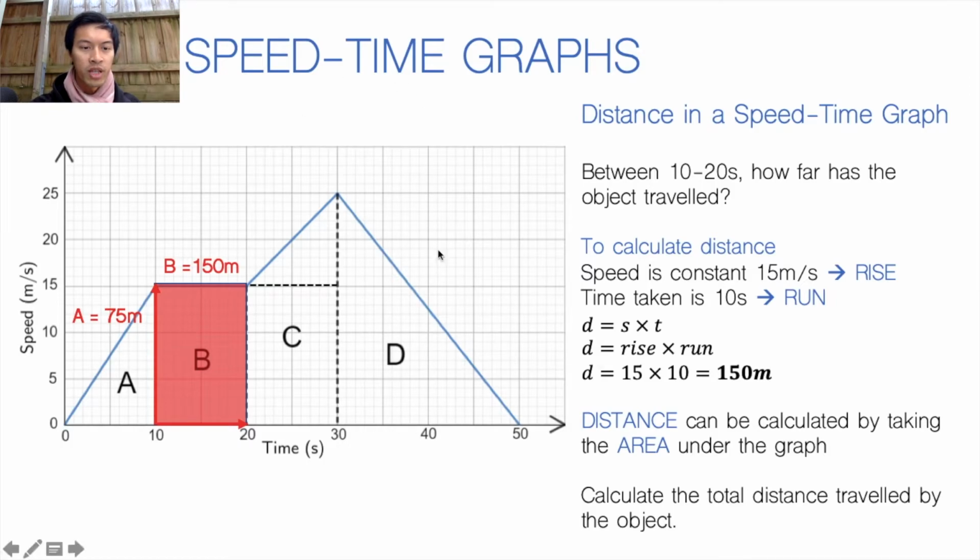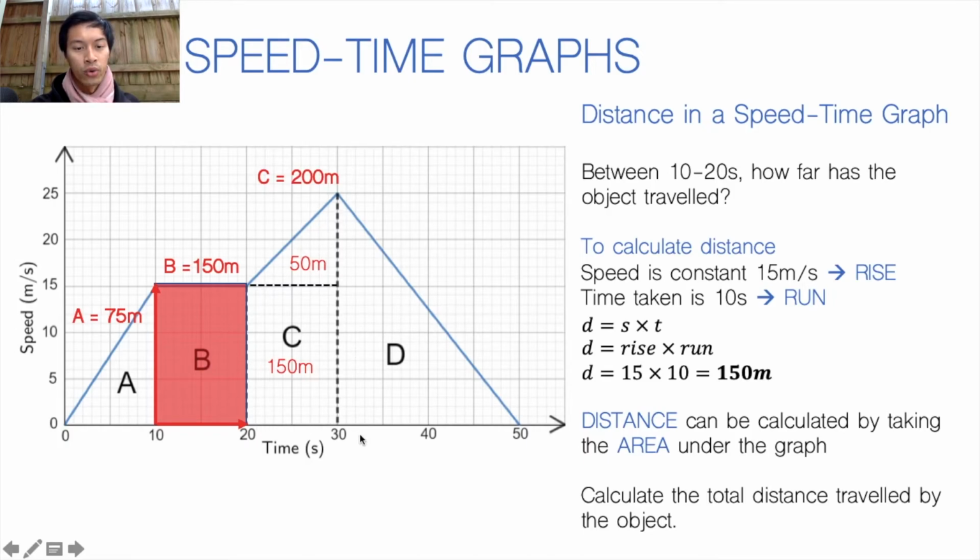So C is pretty much the same as B, so I can infer that is 150 meters there, and I then calculate this little triangle here, which happens to be from 15 to 25 is 10, across 10 seconds is another 10, so that's 100, divided by 2, which is 50. Okay, so the total at C is 200 meters. So this total area here is 200 meters.